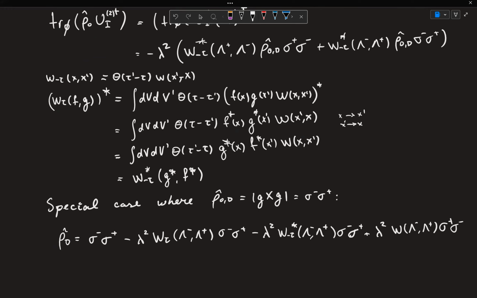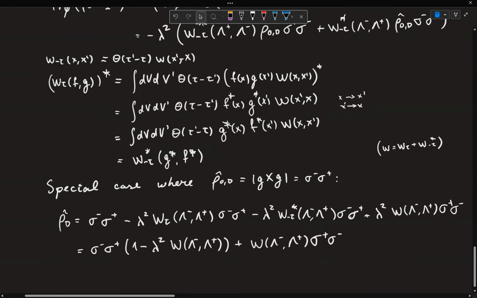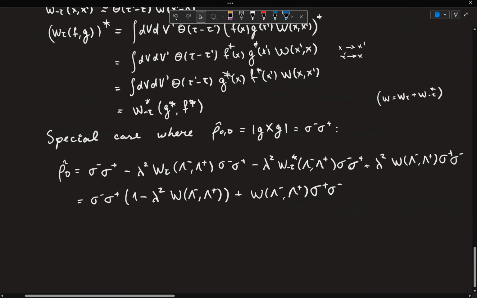Now, you might remember from last time that W is actually W tau plus W minus tau star. So this is going to be sigma minus sigma plus 1 minus lambda squared W lambda minus lambda plus, plus W lambda minus lambda plus sigma minus. All right, so this is the final state if you start with the qubit in the ground state.